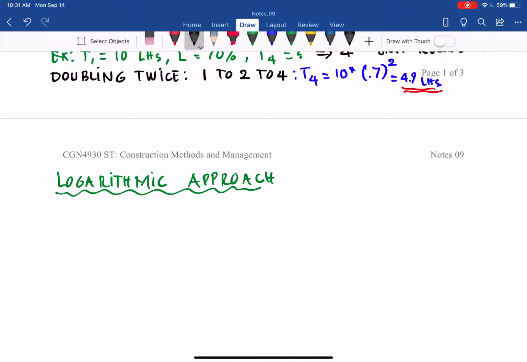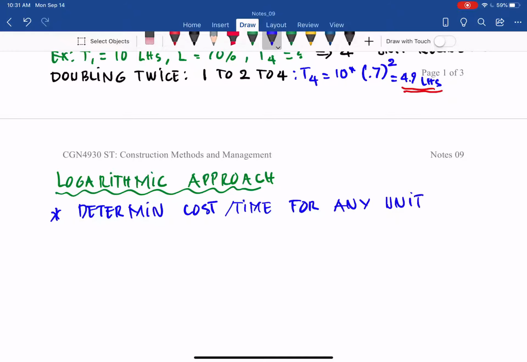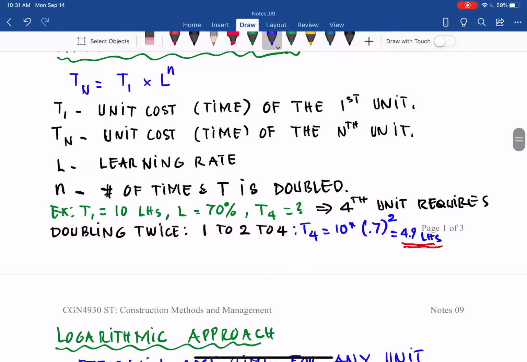It can determine the cost or time for any unit. Otherwise, like I said, to find the 100th unit, how many doublings, what is n, to apply in the arithmetic approach, is a little bit challenging. That's why we go to the logarithmic approach, which can apply to any unit. The equation becomes Tn equals T1, so it's the same, but now times n to the power b.